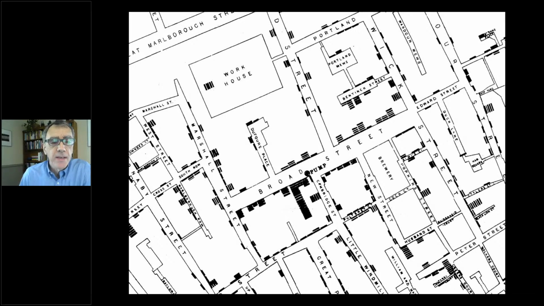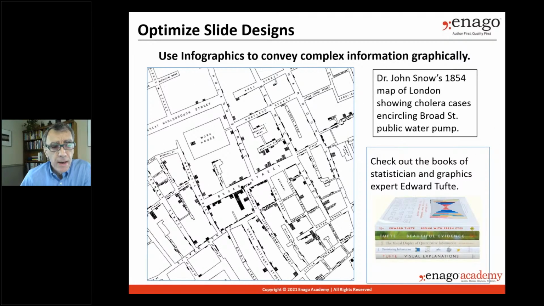And then he figured out that there was a common water pump in the street at the time, and all of these cases were located around the pump. It was a famous piece of epidemiology to show how epidemiology can work. And this was one of the most famous infographics ever made as well.